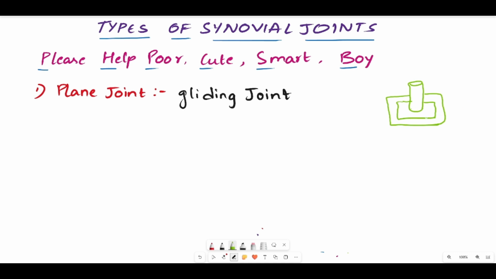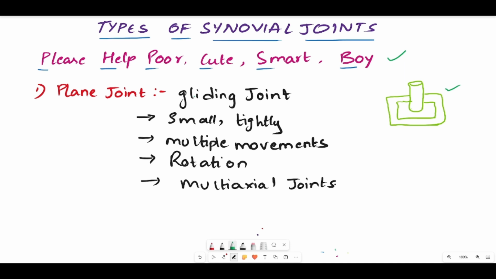Coming to the diagram, this is how it looks. And this plain joint is small and tightly constricted. Based on their shape, they can allow multiple movements that can also include rotations. That's why these are functionally classified into the multi-axial joints. Now we have to see the examples of this. These are present between the carpal bones, or this can also be present between tarsal bones.